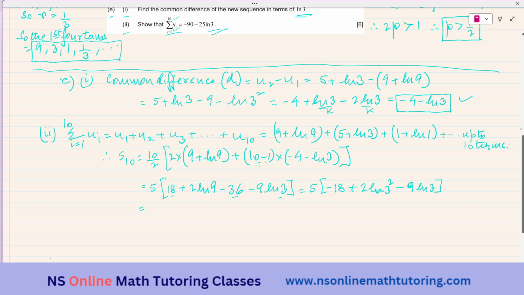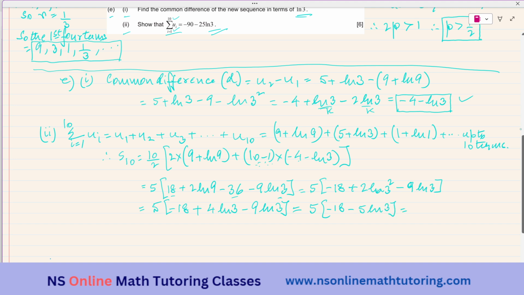Let me write one step before expanding. So this will be plus 4, the power will be coming down. So plus 4 ln of 3 and minus 9 ln of 3. Let me write one more step. So minus 18 and 4 ln of 3 minus 9 ln of 3 is minus 5 ln of 3.